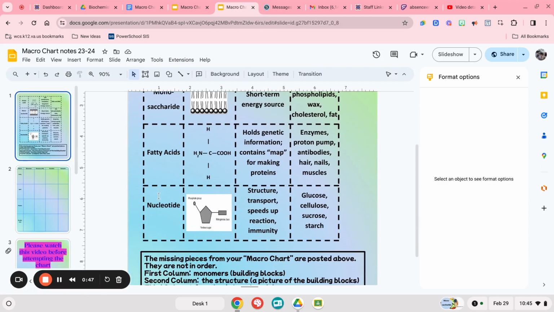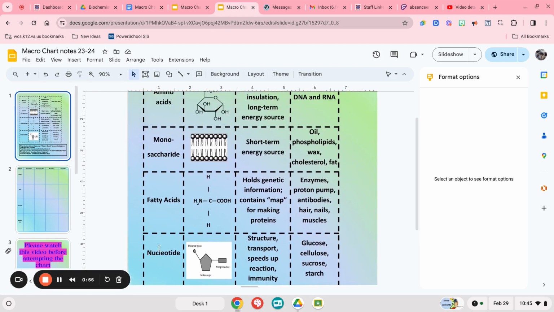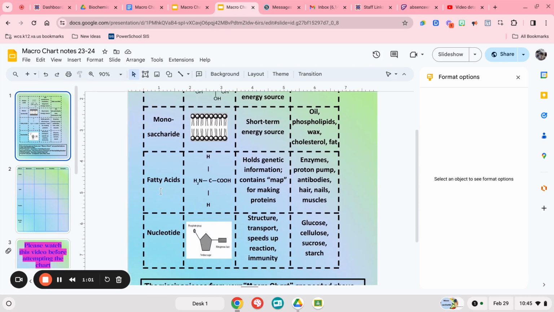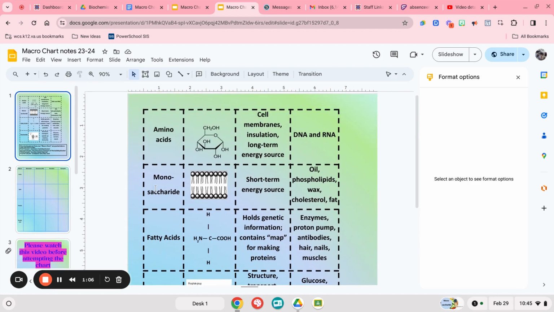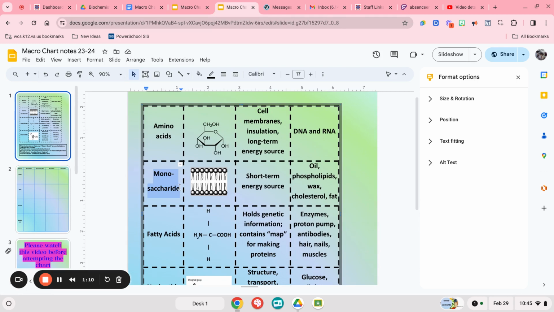So your information on your sheet says that, well, for one, these are not in order. And then it says the first column are the monomers or building blocks. So our choices are amino acids, monosaccharides, fatty acids, or nucleotides. So which one of those is a carbohydrate? It is a monosaccharide.